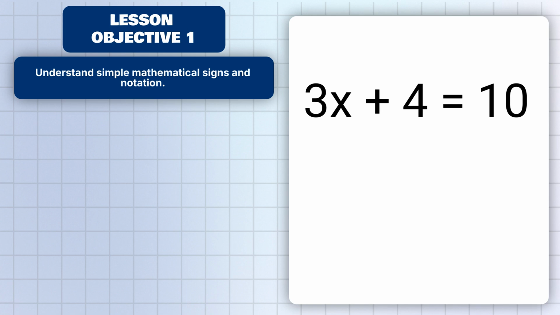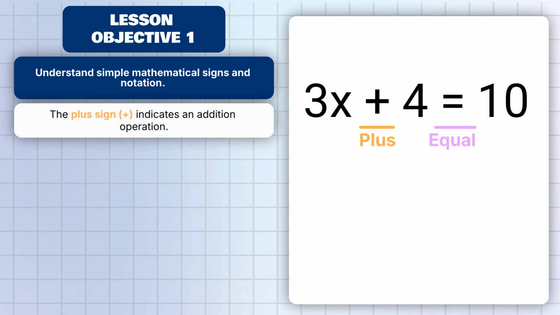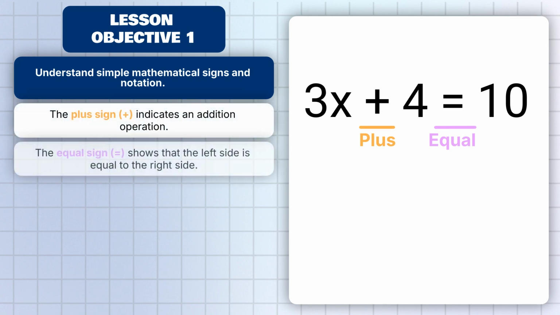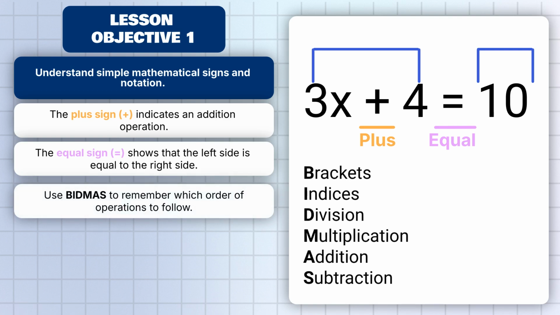Here we notice the use of the plus and equal signs. These symbols are crucial because they guide us in solving the equation. The plus sign indicates an addition operation, and the equals sign shows that the left side 3x plus 4 is equal to the right side 10. It's important to follow the order of operations known as BIDMAS, brackets, indices, division and multiplication, addition and subtraction to solve equations correctly. But don't worry too much about this for now, as we will explore this further later in the unit.